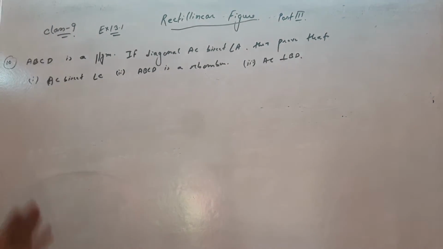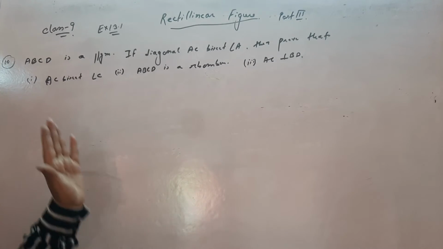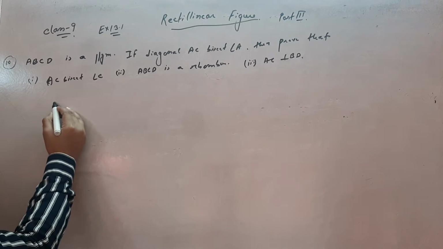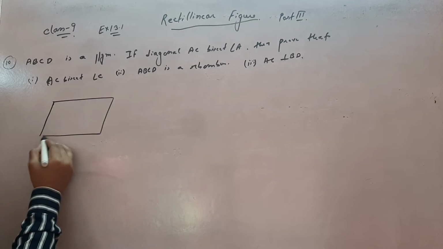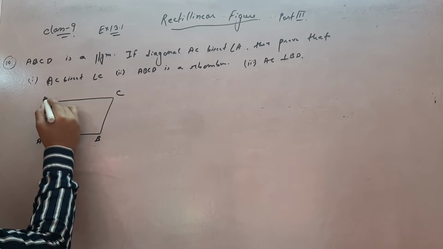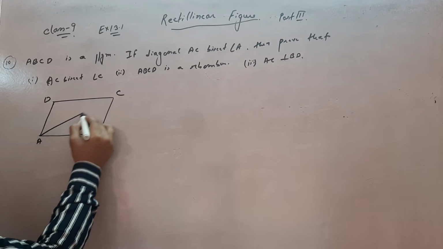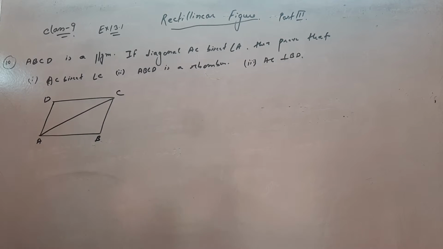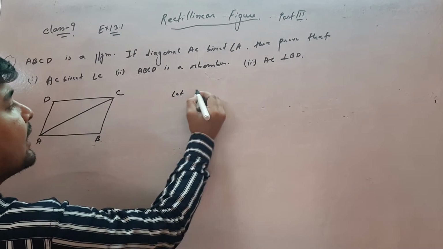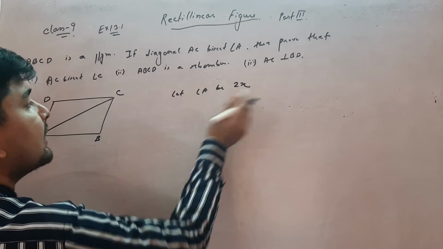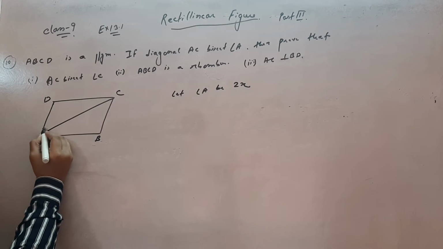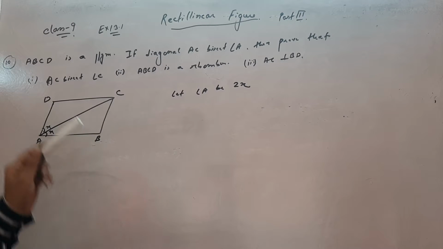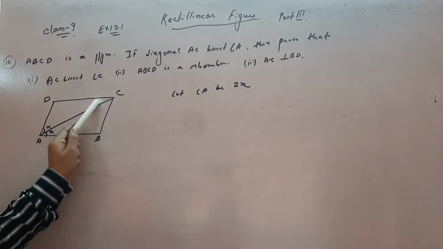First of all, we see ABCD is a parallelogram. Given that diagonal AC bisects angle A, first of all we draw what is written here. ABCD is a parallelogram, and diagonal AC bisects angle A. That means let angle A be 2x. When we bisect, this one is also x and this one is also x. Clear? Prove that AC also bisects angle C.